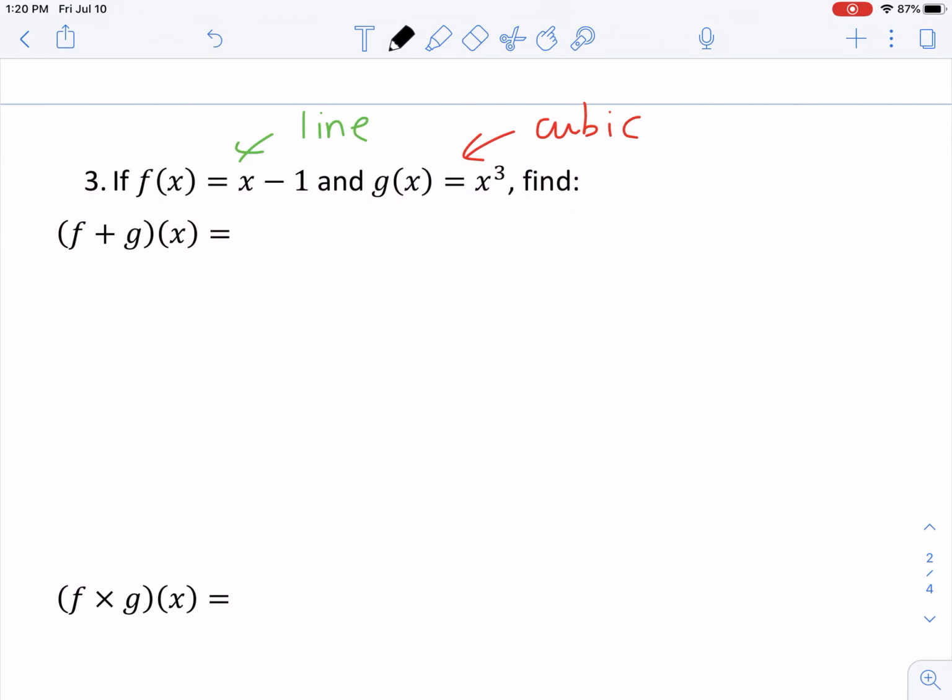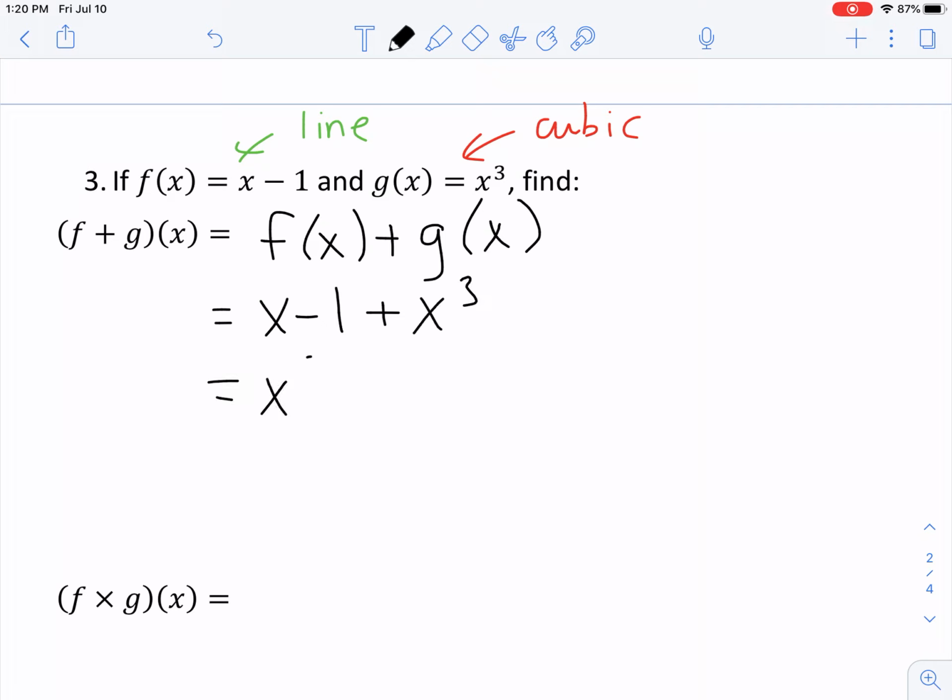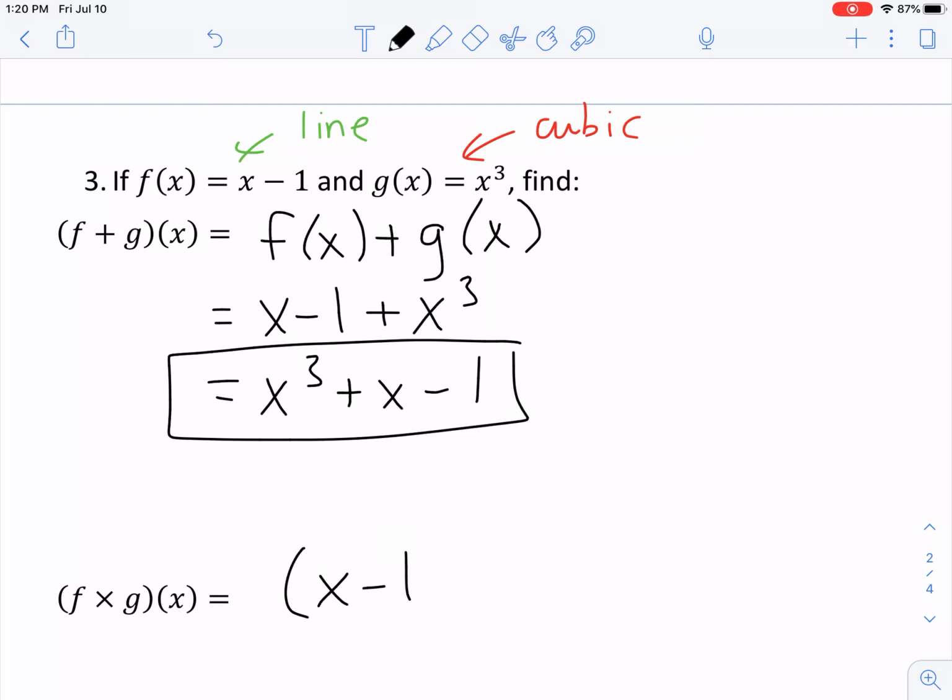So if I add f at x plus g at x, I would get x minus 1 plus x cubed, and I can just rearrange that from highest power to lowest. So you do have a cubic as your final answer. f times g, so f at x is x minus 1 times g at x was x cubed, and you'll end up with x to the 4th minus x cubed.